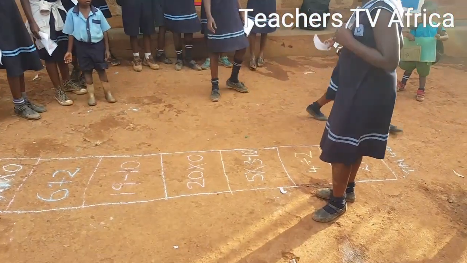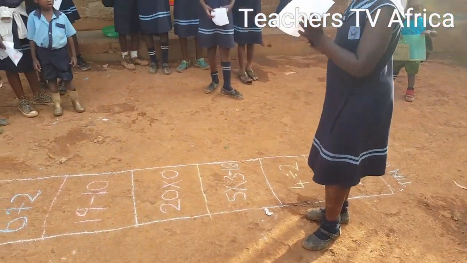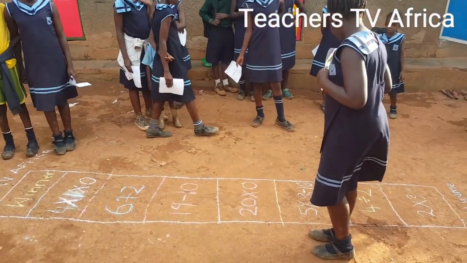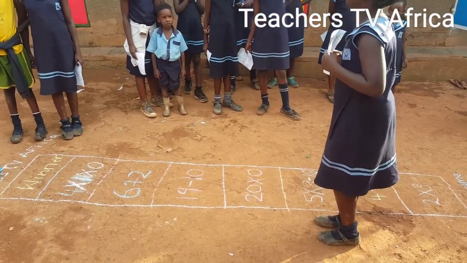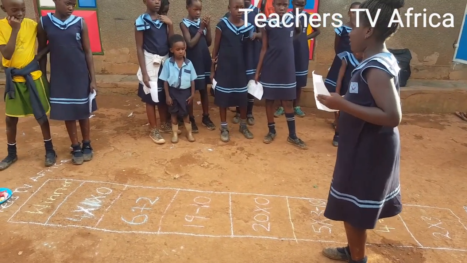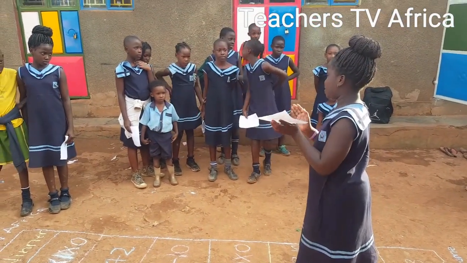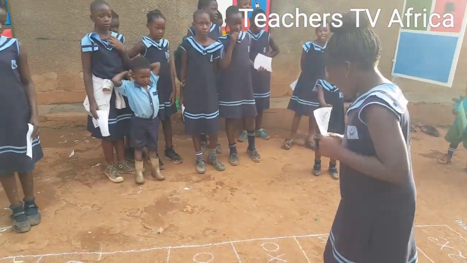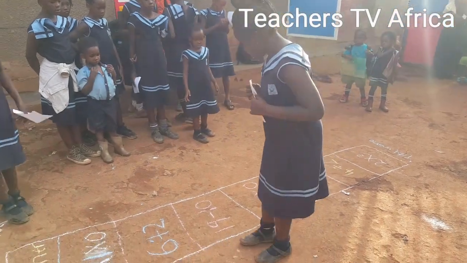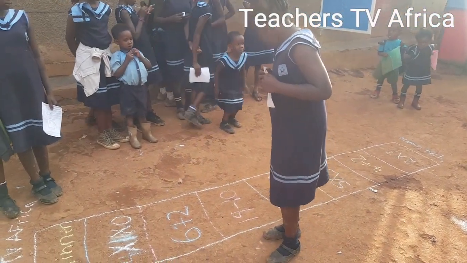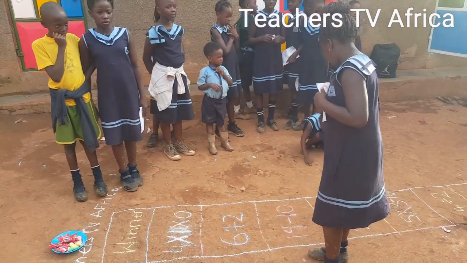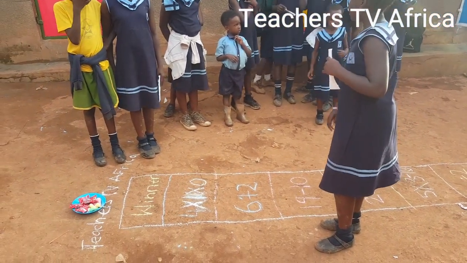4 divided by 2 equals 2. 1, 2. 5 times 3 take away 10 equals 5. 1, 2, 3, 4, 5. 20 times 0 equals 0. 19 take away 10 equals 9.